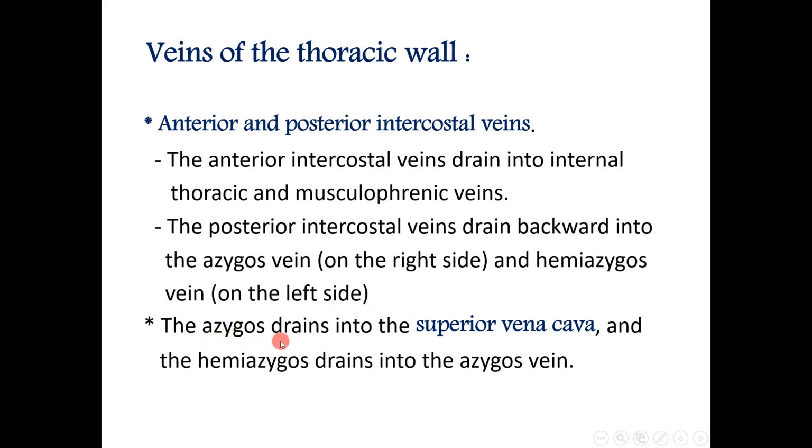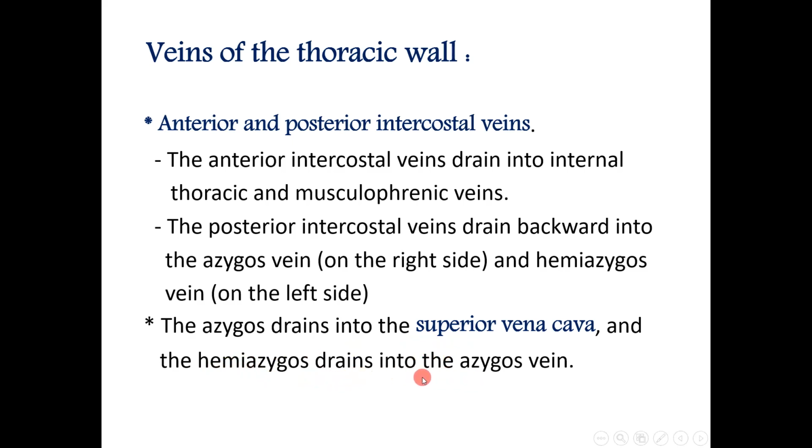The azygos drains into the superior vena cava. The superior vena cava is formed by the union of the right and left brachiocephalic veins, and it enters the right atrium of the heart. So the azygos on the right side drains to the superior vena cava, and the hemiazygos on the left side drains into the azygos vein.